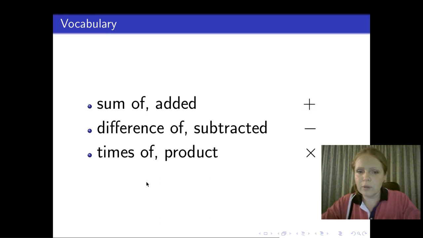Sum of, added. That means you just do plus, one number to another number. Difference of, subtracted. This operation means that you subtract, or minus, a number from another number. Times of, product. This is the operation of multiplication.